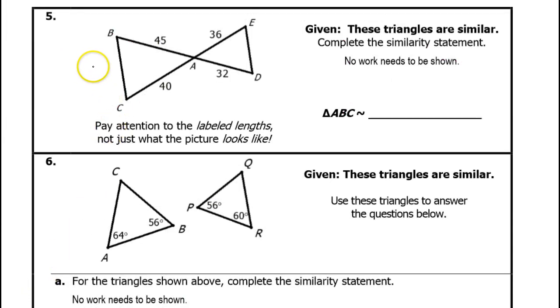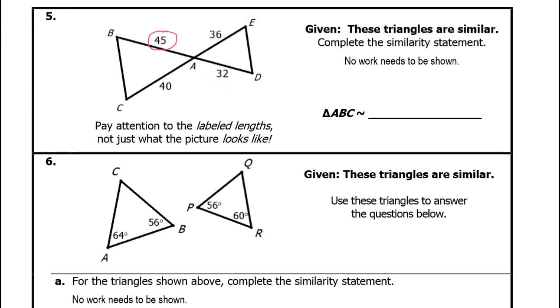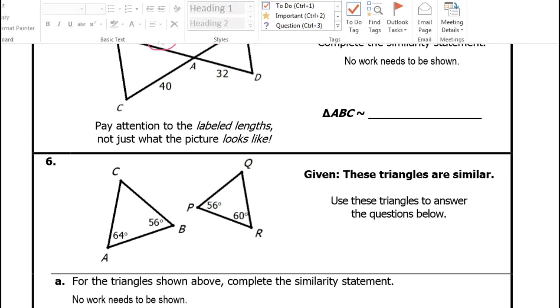Number 5, we are told that these two triangles are similar. But which are the corresponding sides? Is side BA corresponding with side AD, or is side BA corresponding with side AE? How do we know? Well, here's how you know.